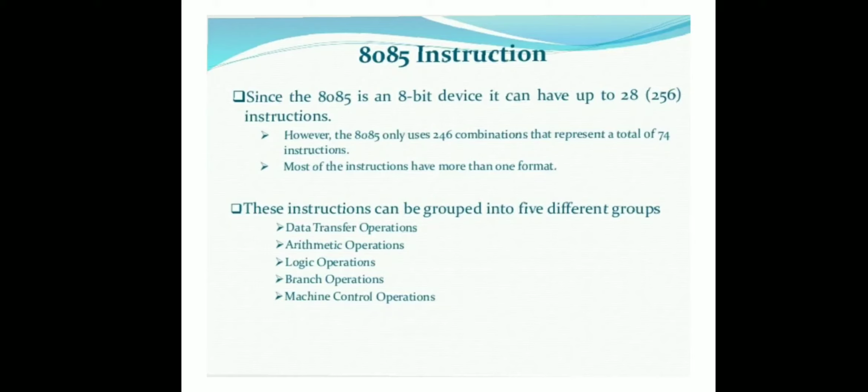In this lecture, we discuss the addressing modes of the 8085 microprocessor. Before this discussion, we discussed the instructions which are used in the 8085 microprocessor. As we know, the 8085 is an 8-bit microprocessor, so it can have up to 2 to the power 8, meaning 256 instructions, but only 246 combinations are used, which represent a total of 74 instructions.